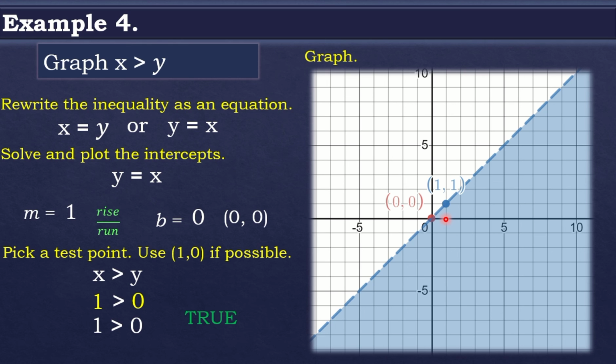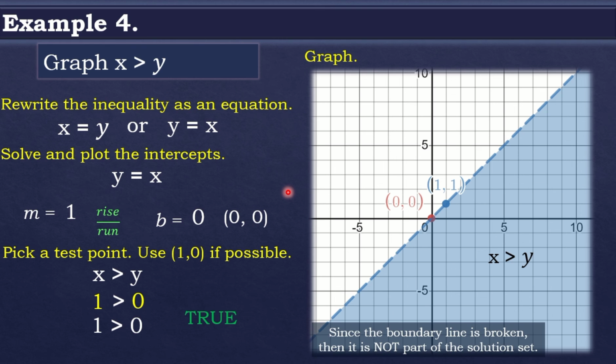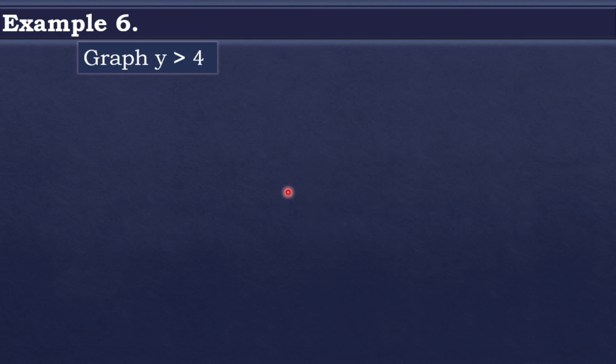Bakit hindi natin ginamit si 0, 0? Kasi sabi ko nga, kung kasama siya dun sa mga points, hindi mo siya pwedeng gamitin. So kuha ka ng kahit anong ordered pair. So 1, 0. Since nag-true siya, isasama natin ito. Kaya dito tayo nag-shade. Okay? So this is the graph of x is greater than y. Since the boundary line is broken, then it is not part of the solution set.